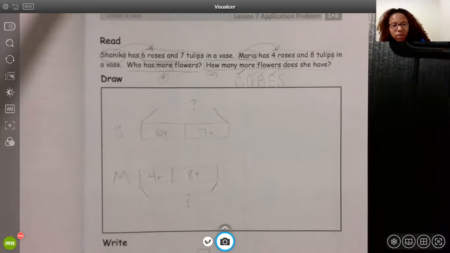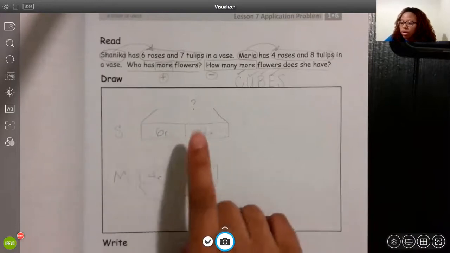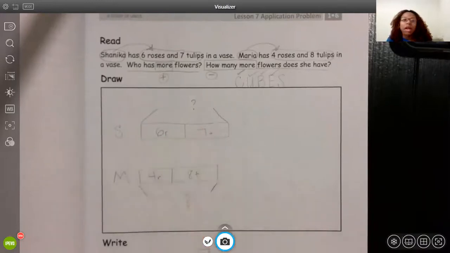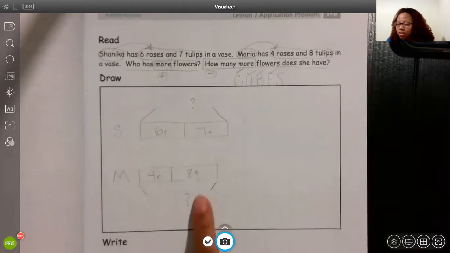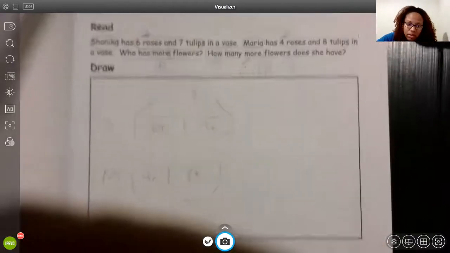So now we can solve, because our first question is who has more flowers. But in order to know who has more flowers, you need to figure out the whole, such as how many flowers Shanika has all together and how many flowers Maria has all together. So in order to do that, what will be my first number sentence?